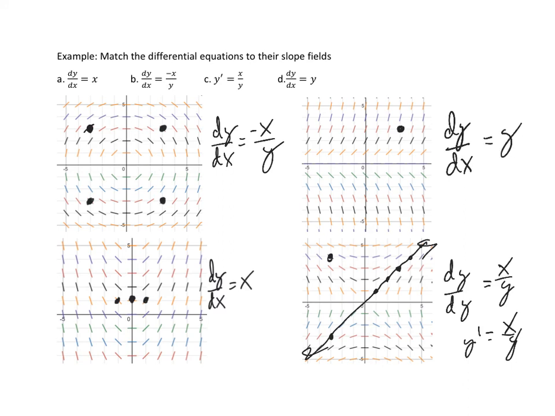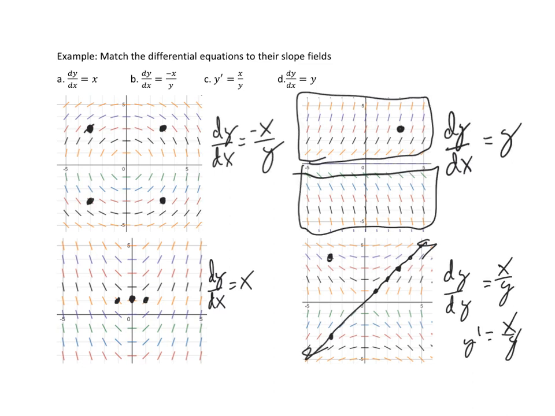Meaning if you pick any point along this graph, the slope should be the y-coordinate. So if you notice up here, all of these are positive slopes because y is positive. All of these are negative slopes because the y values are negative. So I know that's the graph of dy/dx equals y.